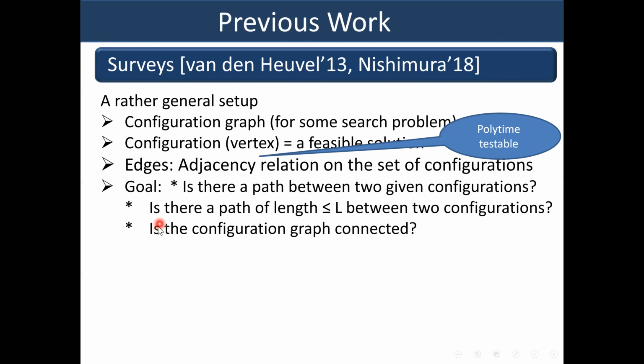But there are quite a few questions that we can ask. The first one could be, is there a path between two given configurations, which is the analog of whether or not there is a gradual transformation process between these configurations. We can also restrict this path to being of a certain length. And we can also pose other restrictions on the vertices that belong to this path. We can also ask more global questions, such as, is this configuration graph connected? Maybe the diameter is bounded by some threshold, and so on.